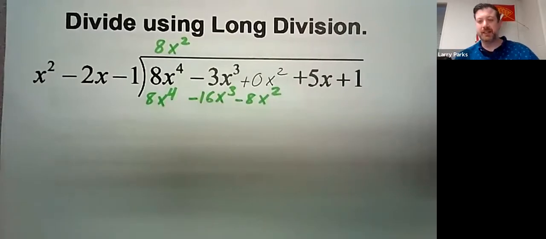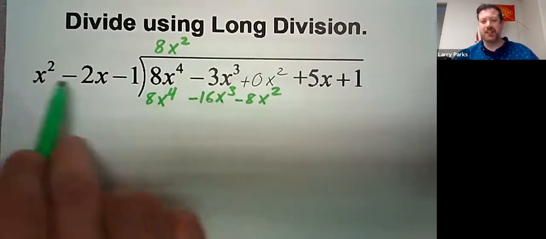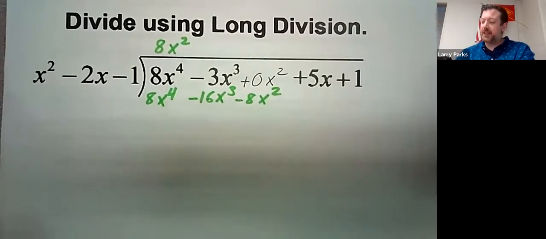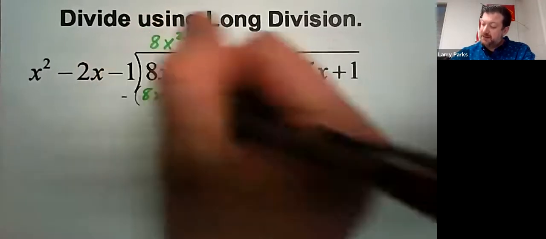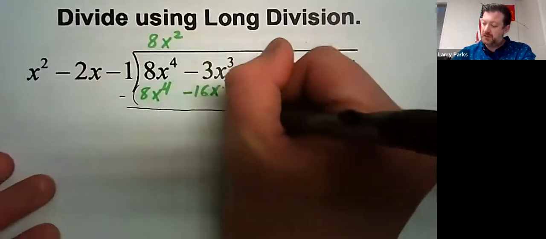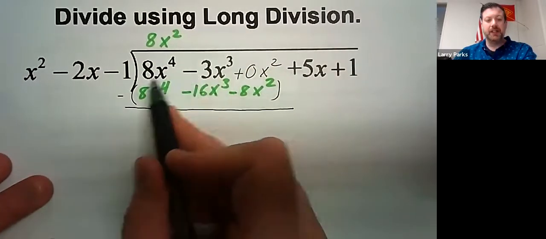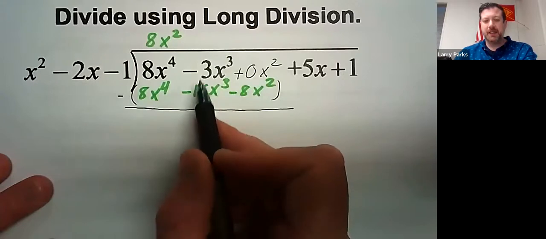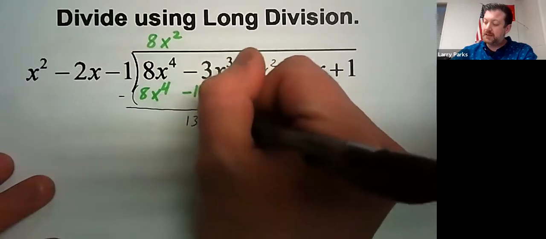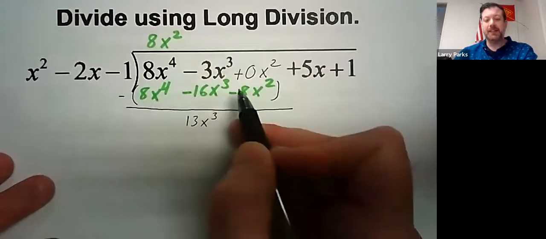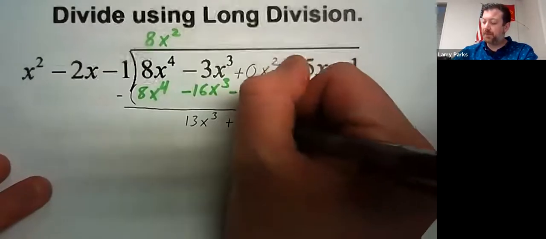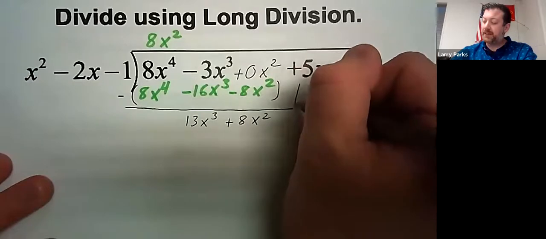Now, as a reminder, you cannot use synthetic division on something like this. There's no way. Okay, I take it away. See what I get. 8 minus 8, 0. Negative 3 minus negative 16, that'd be negative 3 plus 16. That's 13. 0 minus negative 8 is the same thing as 0 plus 8, which is 8. Bring down your next term.